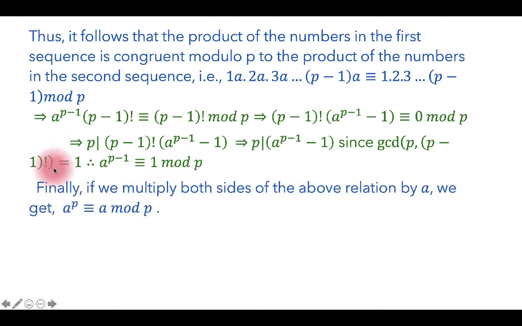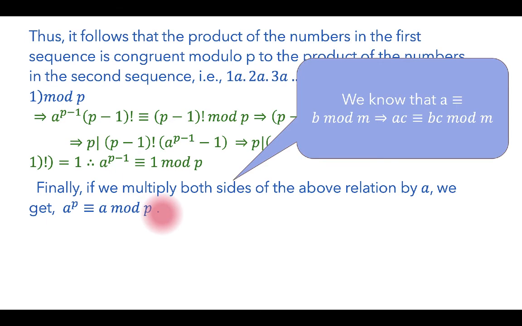We can multiply both sides of this relation by a, that is a raised to p minus 1 into a, that is a raised to p, and 1 into a is a. So we get the new relation a raised to p congruent to a modulo p, even if p does not divide a. Here we have applied the relation a congruent to b modulo m will always imply that ac congruent to bc modulo m.